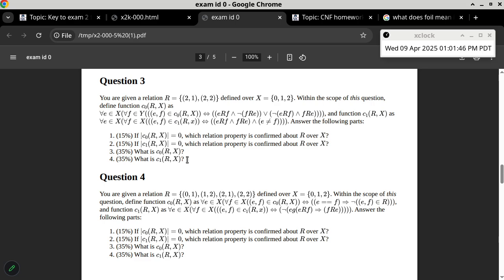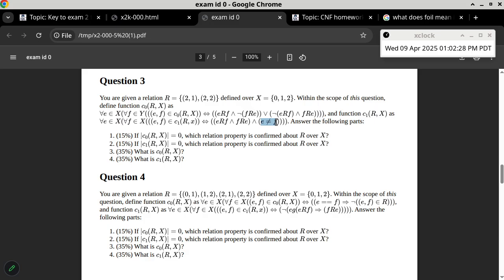The set returned by C1 is, sorry? No, it is empty. It's an empty set. In other words, this particular R is actually antisymmetric. 2, 2 does not meet the requirement, because if E is 2 and F is 2, then we can confirm that ERF is true and FRE is true, but then E does not equal F is false, which means 2, 2 is not a member of the set that is returned by C1.